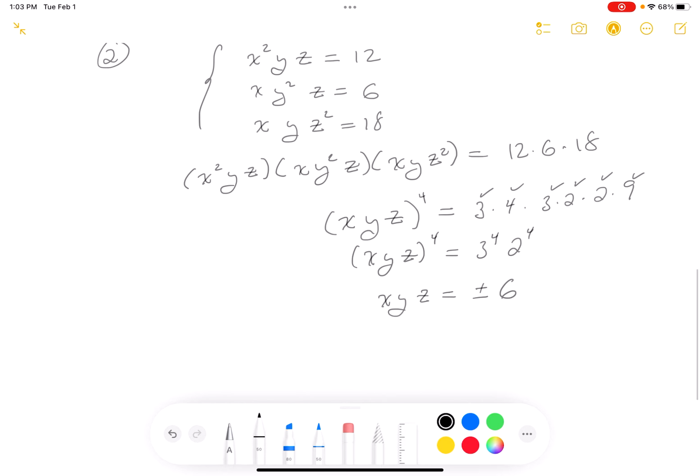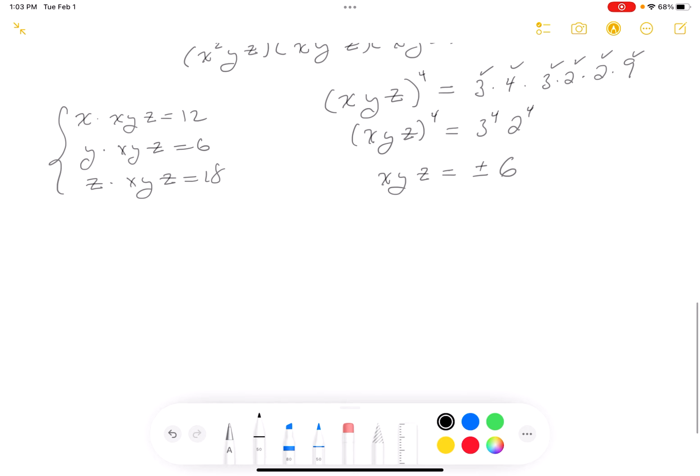So what I want to do is go back to the original system and look around, see what I can get. Like in the first equation, what do I got? I got x times xyz equals 12. In the second equation, I get y times xyz equals 6. In the third equation, I get z times xyz equals 18. That's convenient, all right? So I'll take 2 cases. If xyz is equal to 6, and the other case is when xyz equals minus 6. And let's write these down.